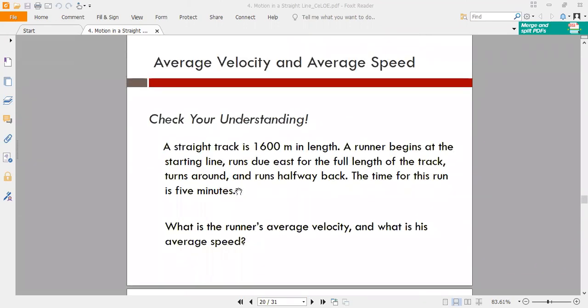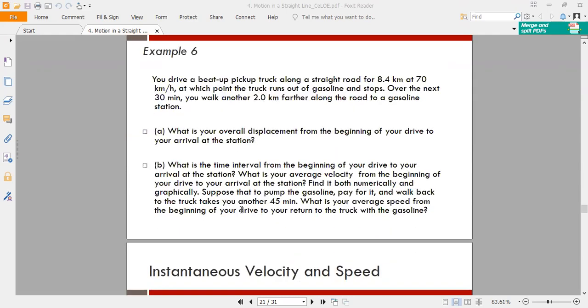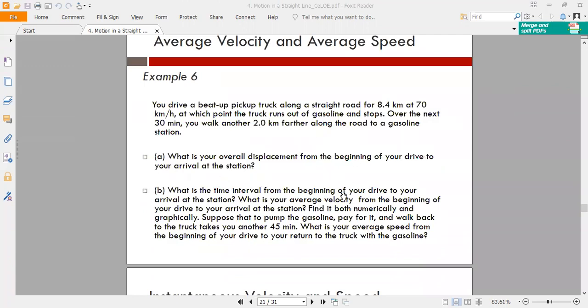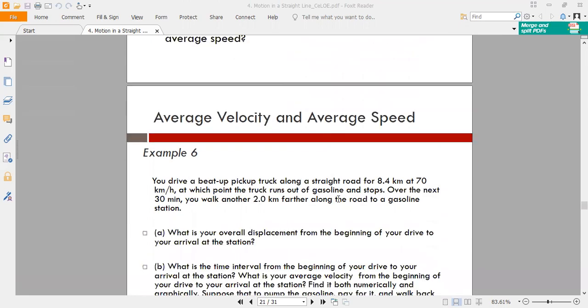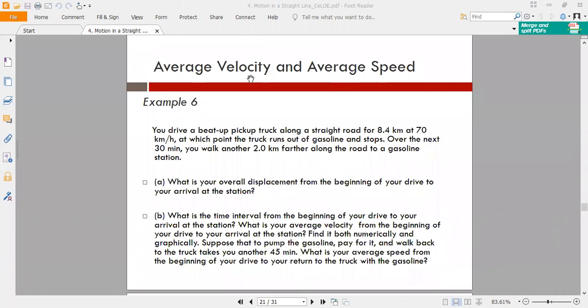So you can check your understanding. Please answer the questions and write them in your book, and you can collect it on LMS. We have so many examples here. I think it's not difficult, really. It's easy. This is about average velocity and average speed. If you really understand what velocity and speed are, I think this question is not really hard for you.